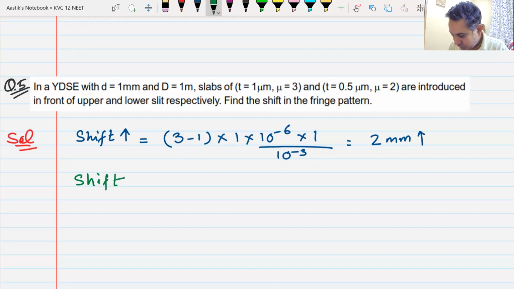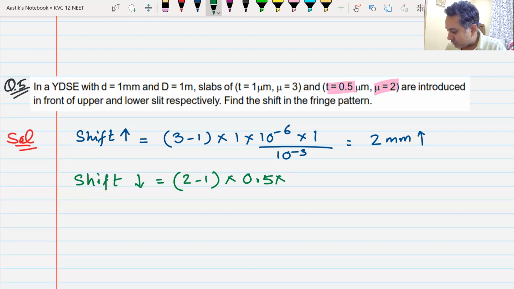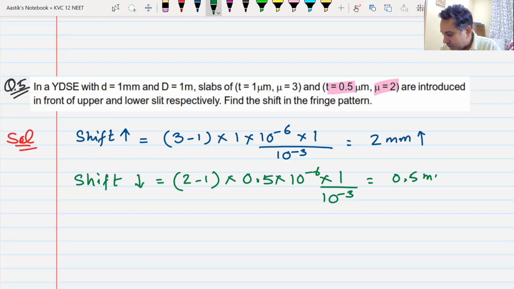Yes, sir. Shift downwards. Let us put the formula for shift downwards. Mu is 2 and thickness is 0.5. So it will become 2 minus 1. Mu minus 1 into thickness, 0.5 into 10 raised to the power minus 6, into capital D is 1, small d is 10 raised to the power minus 3. And I think this is coming as 0.5 mm downwards. Yes or no? Yes, sir. Well done.